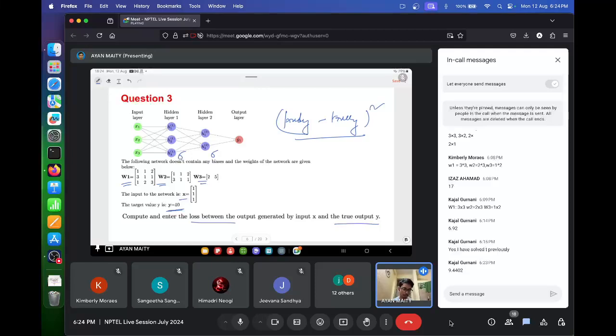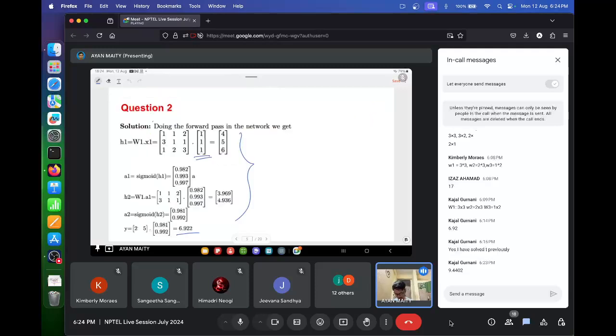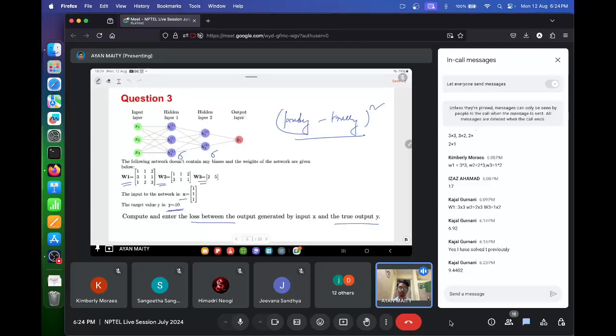Kajal says 9.44. Okay. So this question is much easier than the last question, because here we already have computed the predicted value, which is 6.922. This is the predicted value. Now you have to use this predicted value to compute the loss for this input.